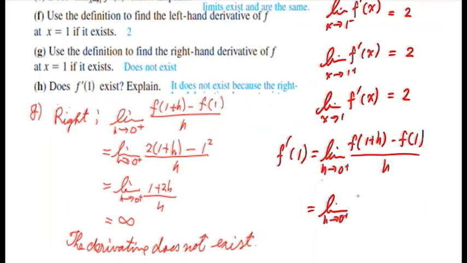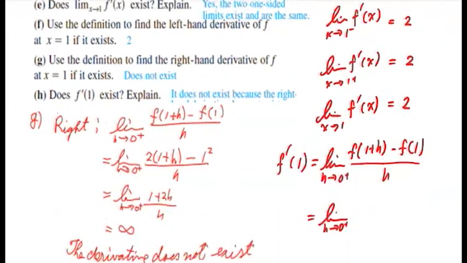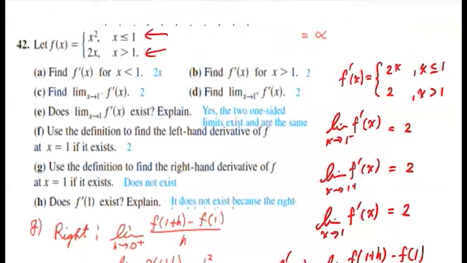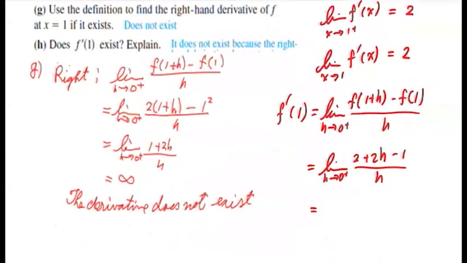And then f of 1 plus h, we are supposed to use this function right there, right? So 2 plus 2h. Good. Minus f of 1, we are supposed to use this function right here. So it's 1. It's exactly the same issue as the previous problem. And do you see that thingy is the limit of h approaching 0 of 1 plus 2h over h, and you get infinity.